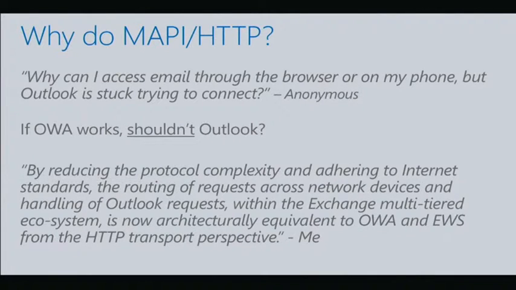So I thought about it for a while, and tried to come up with something that explains what Mapi over HTTP means to me, and this is what I came up with. By reducing the protocol complexity and adhering to internet standards, the routing of requests across network devices and handling of Outlook requests within the Exchange multi-tiered ecosystem is now architecturally equivalent to OWA and EWS from an HTTP transport perspective. So when it comes into the Exchange system, it's being routed and transmitted to the mailbox server on the back end, just like it would for any of the other HTTP protocols.